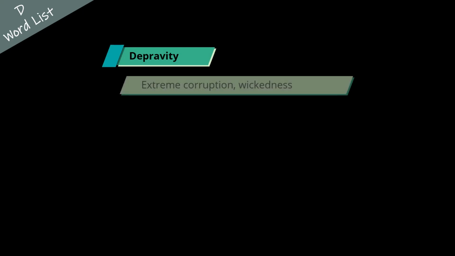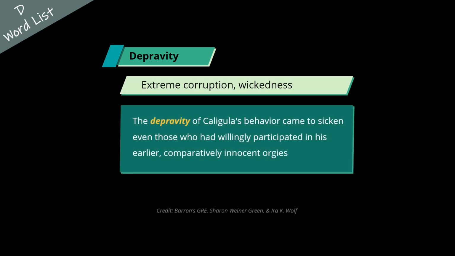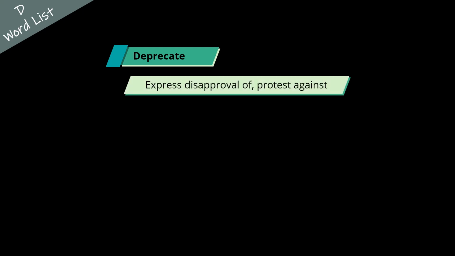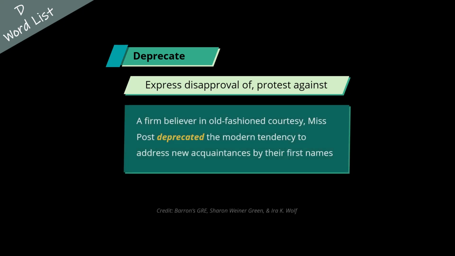Depravity means extreme corruption, wickedness. For example, the depravity of Caligula's behavior came to sicken even those who had willingly participated in his earlier, comparatively innocent orgies. Deprecate means express disapproval of, protest against. For example, a firm believer in old-fashioned courtesy, Miss Post deprecated the modern tendency to address new acquaintances by their first names.